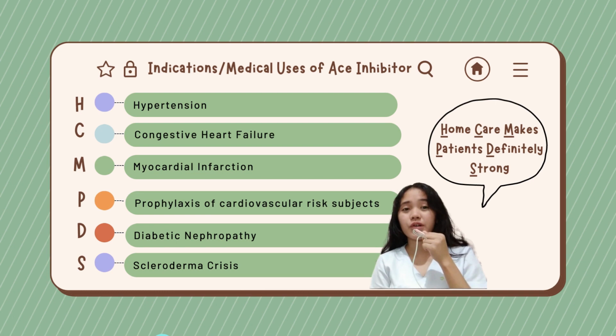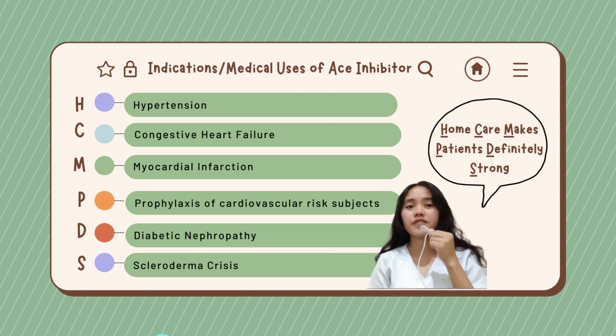Angiotensin-converting enzyme inhibitors, aside from hypertension, are also used in many other health conditions. Just remember the phrase, home care makes patients definitely strong. H for hypertension, C for congestive heart failure, M for myocardial infarction, P for prophylaxis of cardiovascular risk subjects, D for diabetic nephropathy, and S for scleroderma crisis.